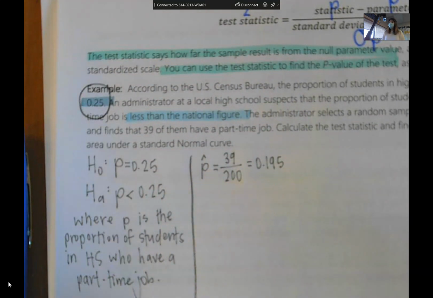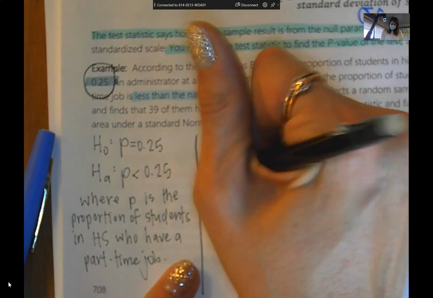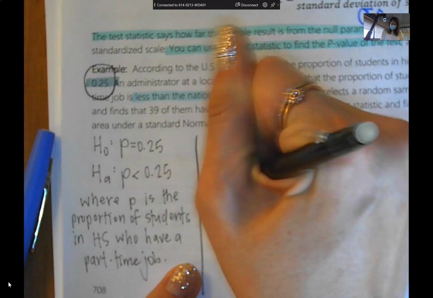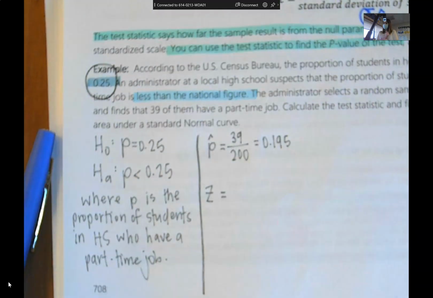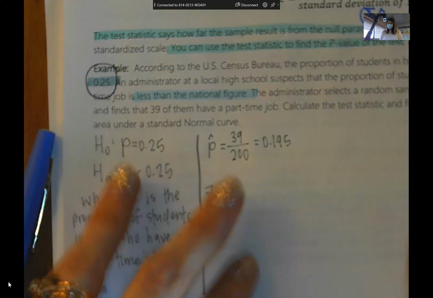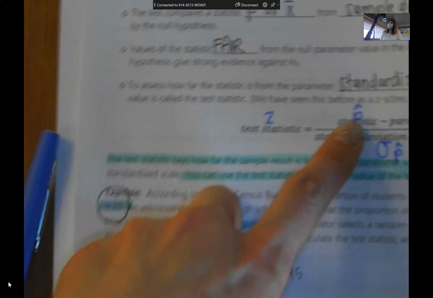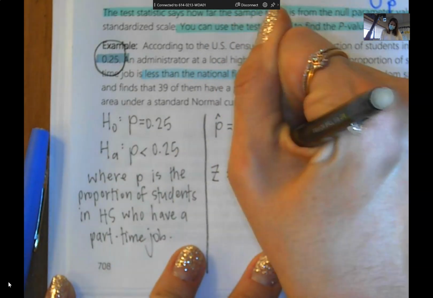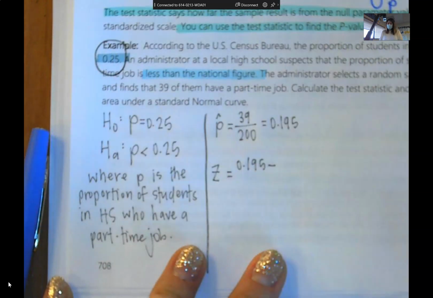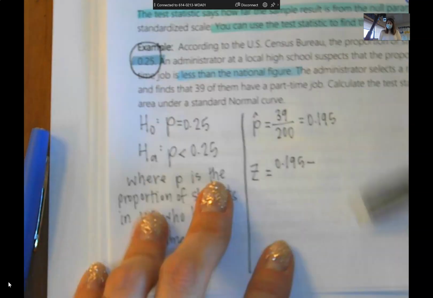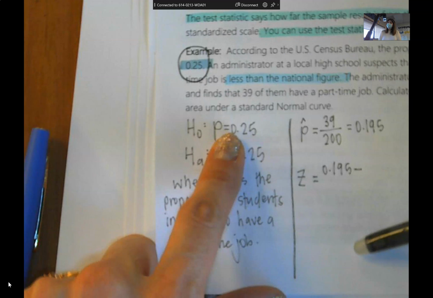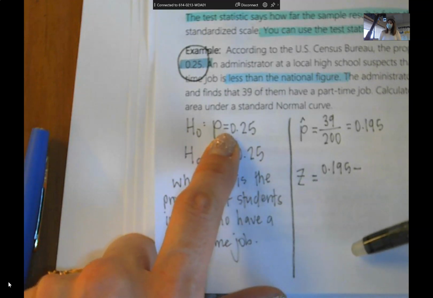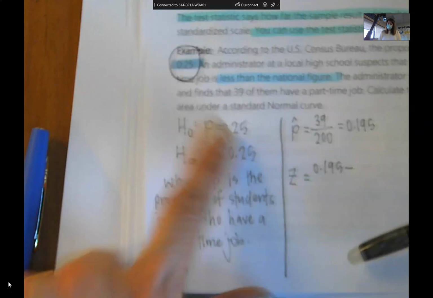Okay, now we're going to find Z. And it's going to be a big old fraction. So for Z, we take our sample value that we just calculated, 0.195. And we subtract the value of p from the null hypothesis. So 0.25.